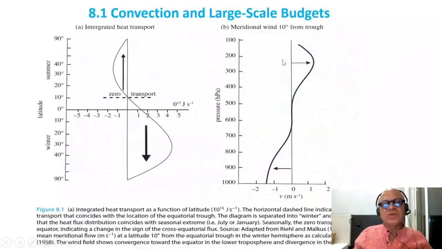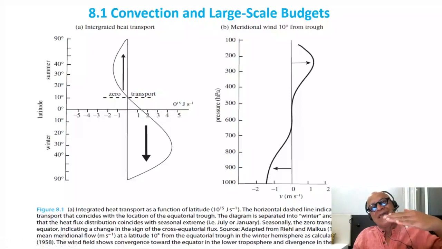Let's move on to the convection and large scale. This is the integrated heat transport as a function of latitude. It's the summer and winter latitudes which have been composited to produce the equatorial trough sitting in the summer hemisphere. It has zero integrated heat transport. It is known as the energy equator. We will not get into details right now, but essentially the ocean is moving heat into the northern hemisphere and the atmosphere is moving it back into the southern hemisphere.